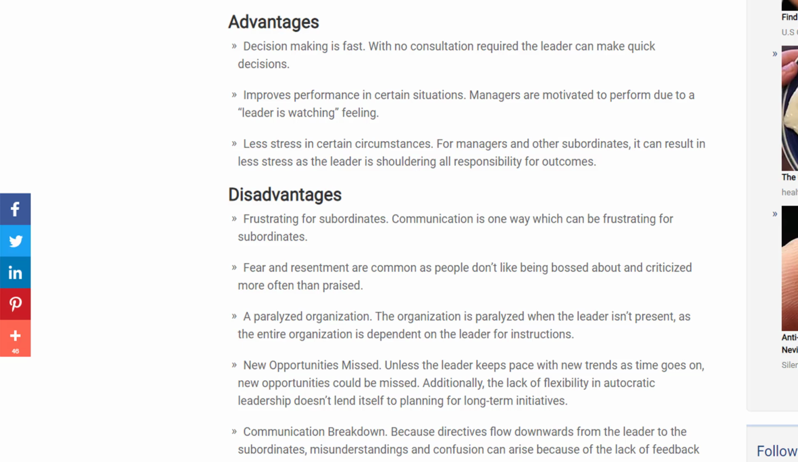Because directives flow downwards from the leader to the subordinates, misunderstandings and confusion can arise because of the lack of feedback that is allowed from subordinates. So miscommunication, the leader is only talking down, so they don't know if the message was received clearly, they don't know what's going on. Good communication is key. Good communication only occurs when both parties are on the same plane. So breakdown in communication can be frequent if there's just one direction in which information is flowing.